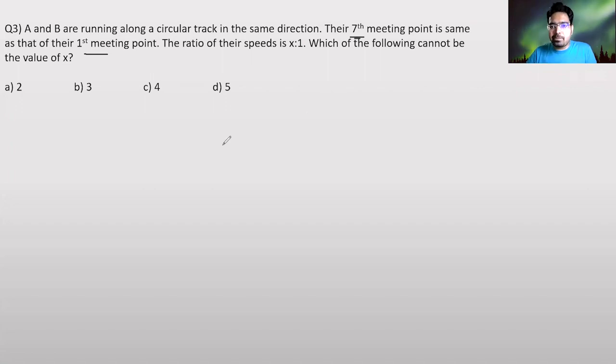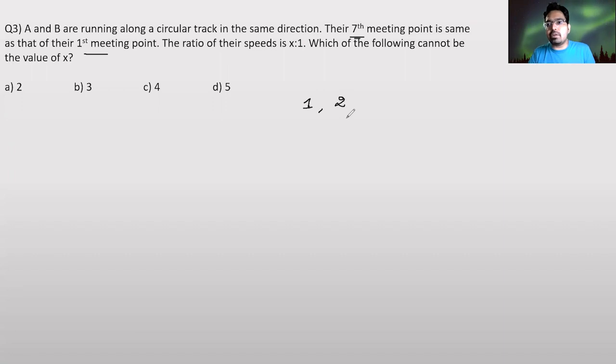When can that happen? That can happen when the number of distinct points on the circle where they meet is just one, so the seventh point will be the same as the first point. That can also happen when the number of distinct points where they are meeting is two. Then the third point will be the same as the first point, and the fourth point will be the same as the second point.